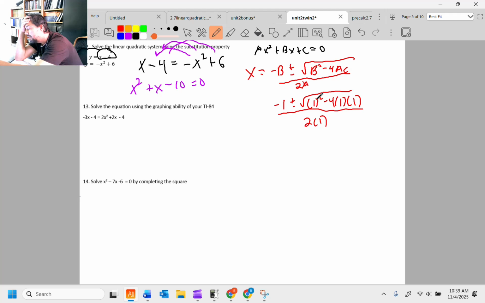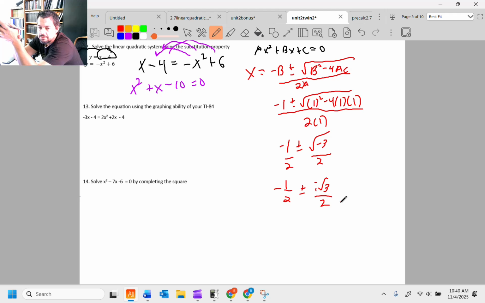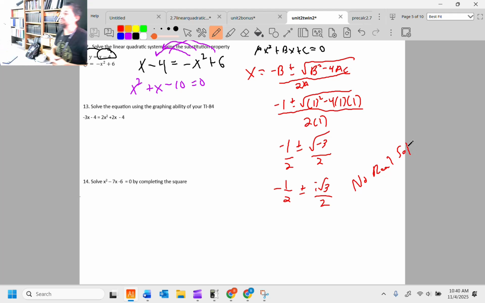We have 1 squared minus 4, which is negative 3. And it's all over 2, or both pieces over 2. And the root of 3 is imaginary. So what we can tell from this one is it has no real solutions. Now, does that mean that the test has no real solutions? No. Now, what you will have to do, because it's going to have real solutions, kids, is you're going to have to plug these things back in.